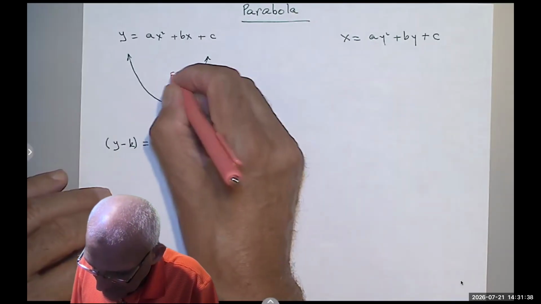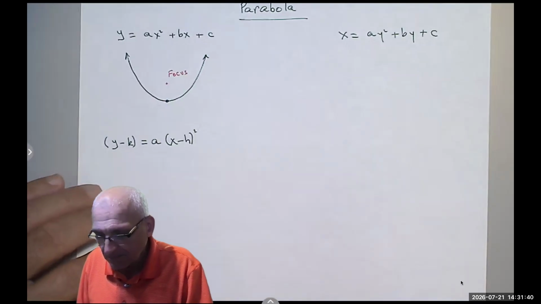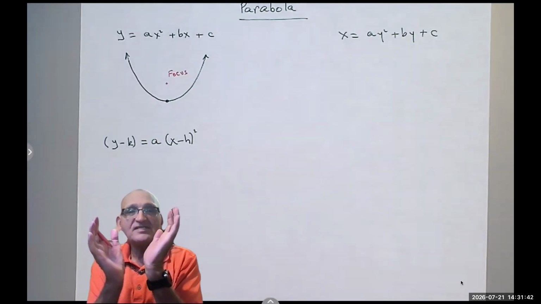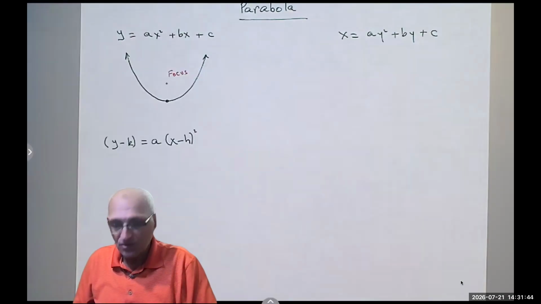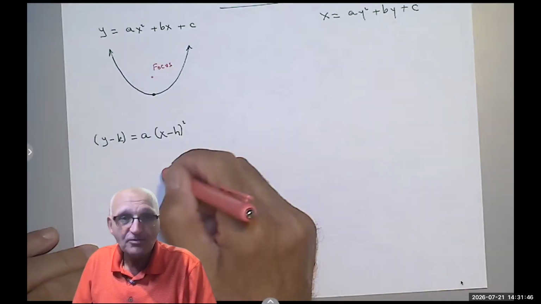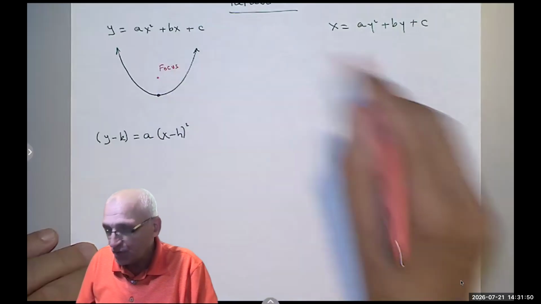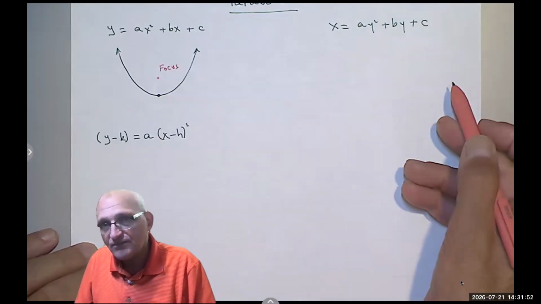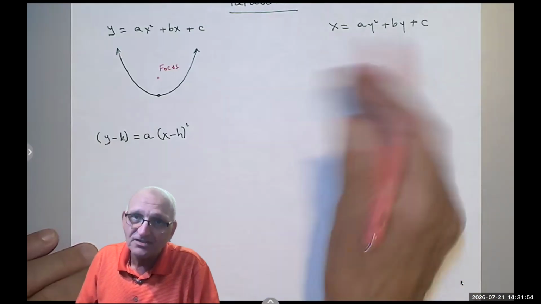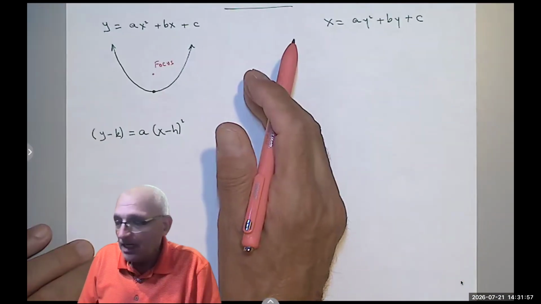This is the focus. And the focus is always inside the curvature. So if this is opening down, it would be below the vertex. If it's opening up, it's above the vertex. If it's opening to the right, it's to the right of the vertex. If it opens to the left, it's to the left of the vertex.